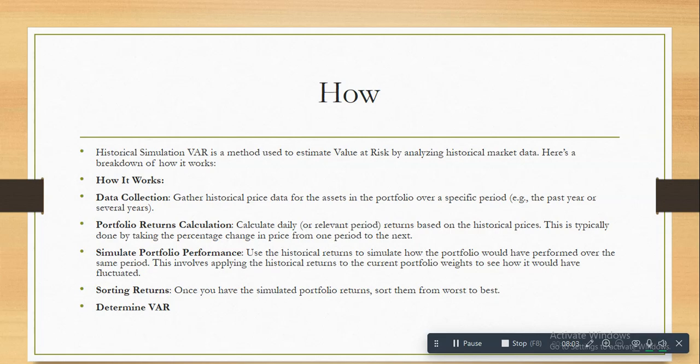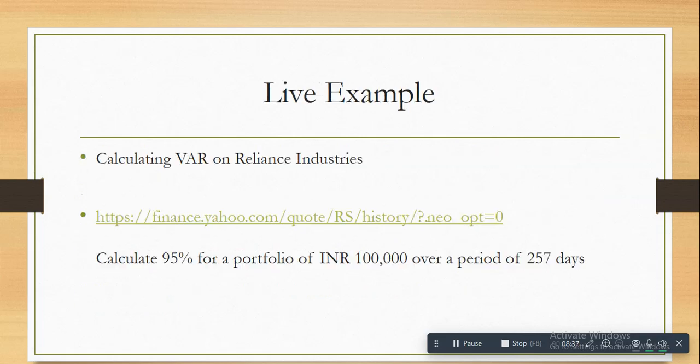Then once these daily portfolio returns are calculated, we will be sorting them. We will sort from the worst to the best, that is, the highest loss to the lowest loss, or from a negative loss to a positive loss. And then we will calculate the VAR for that particular portfolio. So this is how the historical simulation method works. This is theoretical. Now let's take a live example.